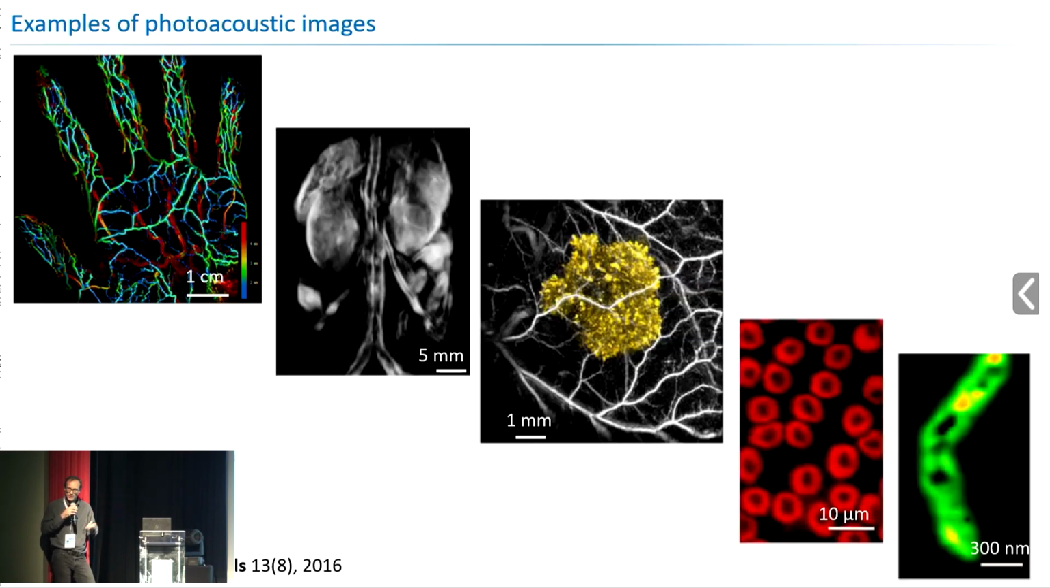So actually, a good contrast agent for photoacoustics is a bad contrast agent for fluorophores. You want the photons that are absorbed to actually go into internal energy, into temperature, rather than re-emitting photons.